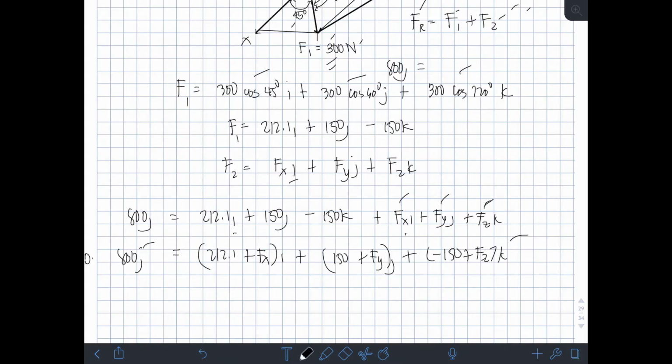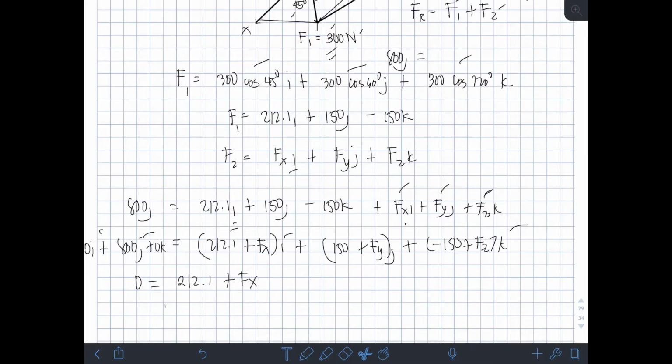So, 0, parang 0i plus 800j plus 0k din. So, equate natin yung mga i. So, 0 is equal to 212.1 plus fx. So, solving for fx, we have, distribute lang, negative 212.1.